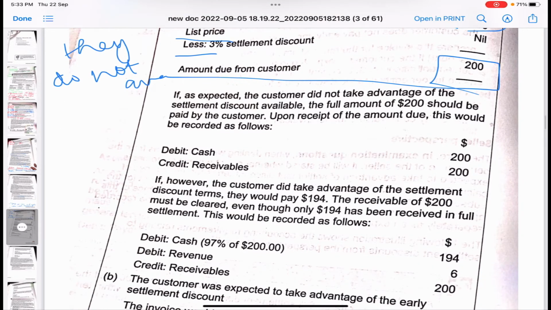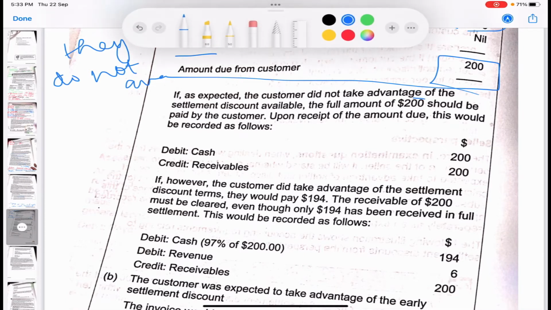If, as expected, the customer did not take advantage of the settlement discount available, the full amount of $200 should be paid by the customer. Upon receipt of the amount due, this would be recorded as follows. So how will it be recorded when you receive the money? When you receive the money, it is just going to be debit cash, credit receivables.